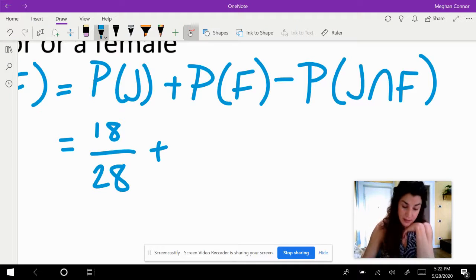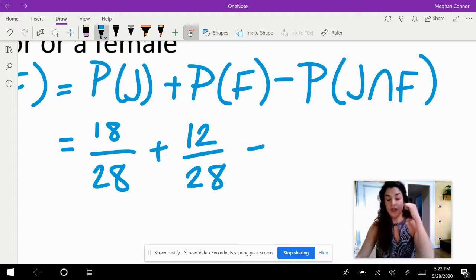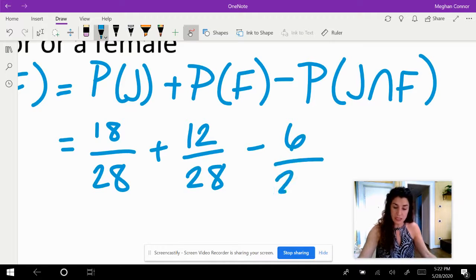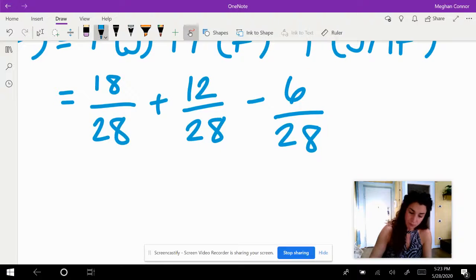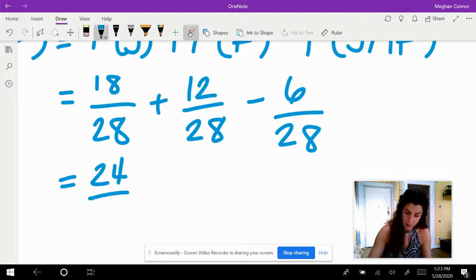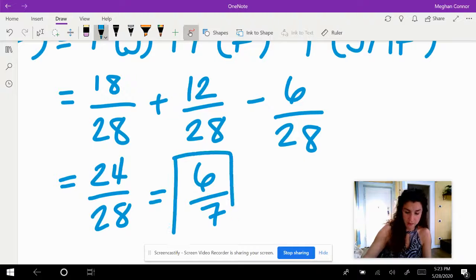And then the total of females is 12. And the number of students that are both juniors and females is 6. So we've counted those 6 females twice, so we need to take out the double occurrence of them. And so we're subtracting out 6 over 28. So this is not a mutually exclusive event. Then that's going to be 24 over 28, which simplifies down to 6 over 7.